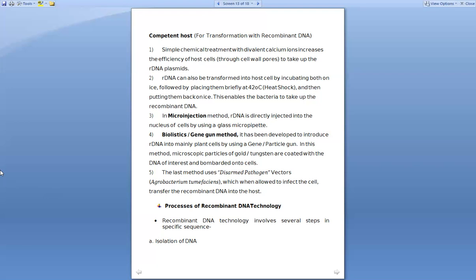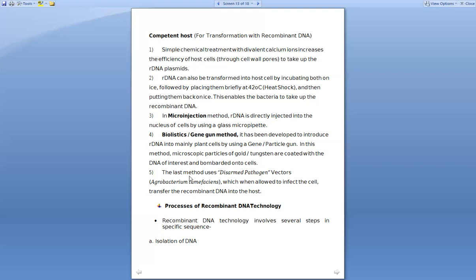So with the microscopic particles of gold or tungsten, what happens? The cells are broken down, and the gene of interest or the rDNA enters inside the cell. So this is the fourth one, that is the gene gun method, or we can simply say biolistics.